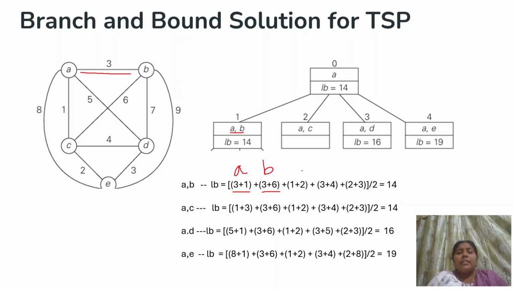For C, the smallest ones are 1 as well as 2. For D, the smallest ones are 3 as well as 4. And for E, the smallest ones are 2 as well as 3. So if we are taking the edge from A to B, that should be selected. So here what we are getting is the lower bound, that is equal to 14.